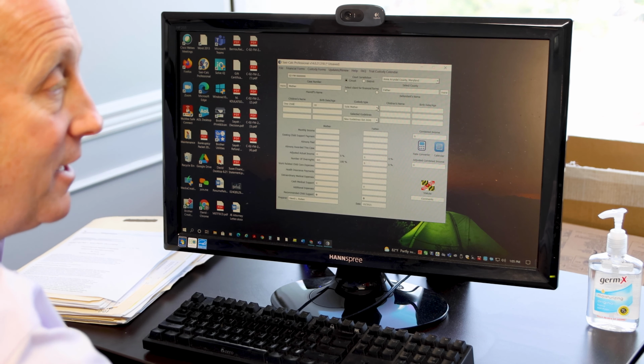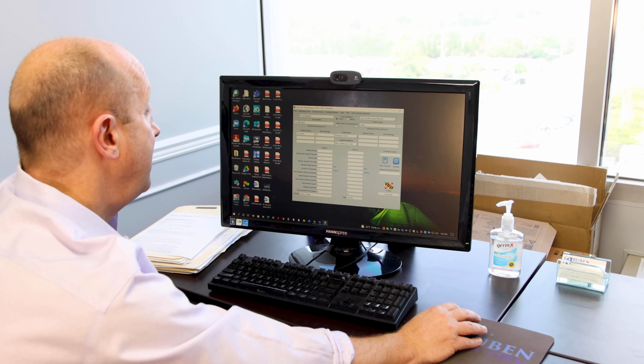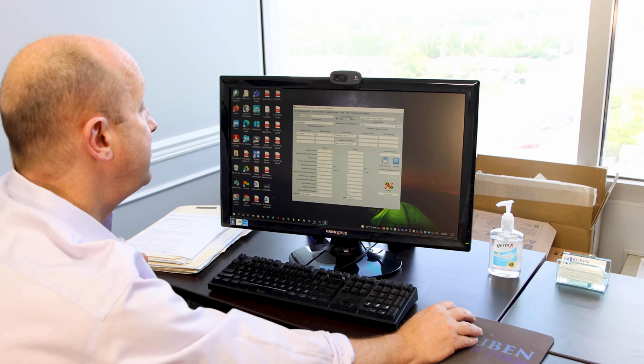So we can have either sole mother or sole father, if the child or children are primarily with one parent, not more than 92 overnights, or we can have shared. And that would be anywhere in between, where one parent has somewhere more than 92 overnights and less than a certain amount. And you'll put those numbers in here.